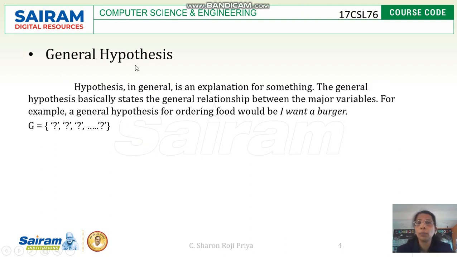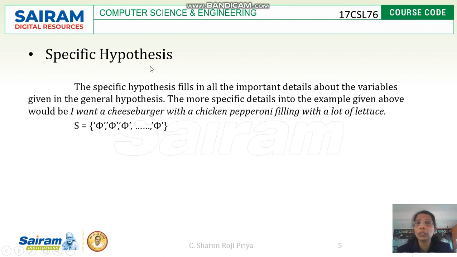And general hypothesis is, as I said, an explanation for something. For example, if I want to write a general hypothesis for ordering a burger, I'll write, I want a burger. It is general. It can be anything. I didn't specify what type of burger I want. So the notation for general hypothesis is question mark, and for specific hypothesis, the notation is null.